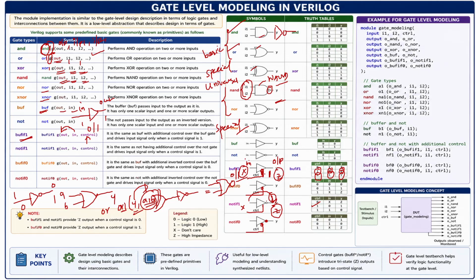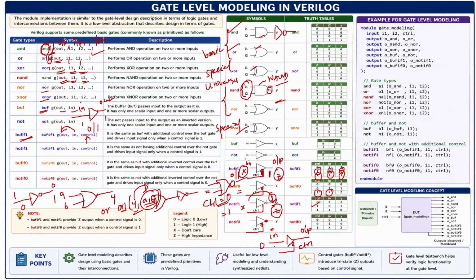Similarly, bufif0 means it operates at the low level. Whatever the control signal is, if you give 0, then only it is in operating condition. If you give 1, it is not in operating condition. If you give 1, then for any input, either 0 or 1, the buffer is not operating, since I have a low level control signal. This is my control signal, input I am giving, and output I am getting.